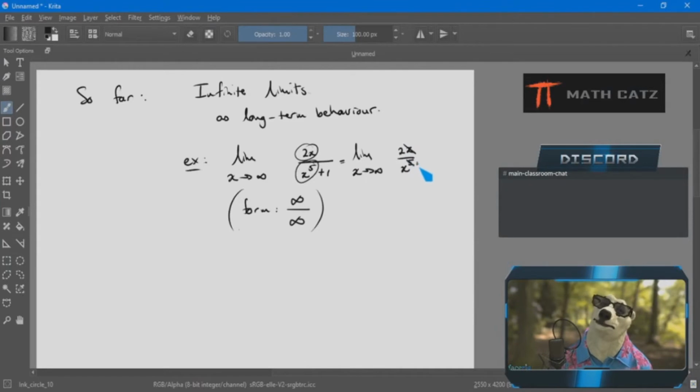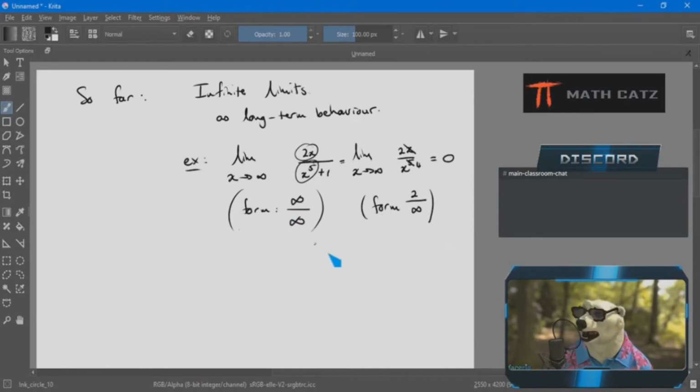I can cancel one of those x's, leaving x to the 4 at the bottom. More x's in the bottom, constant in the top. I can do the form again. Form of this is a constant 2 for the numerator and something that blows up for the denominator. Well, now this form tells me a whole bunch, to the point where I don't have to do anything anymore. If I have a constant at the top and something that blows up in the bottom, this guy is going to shrink to 0. There is no other way.